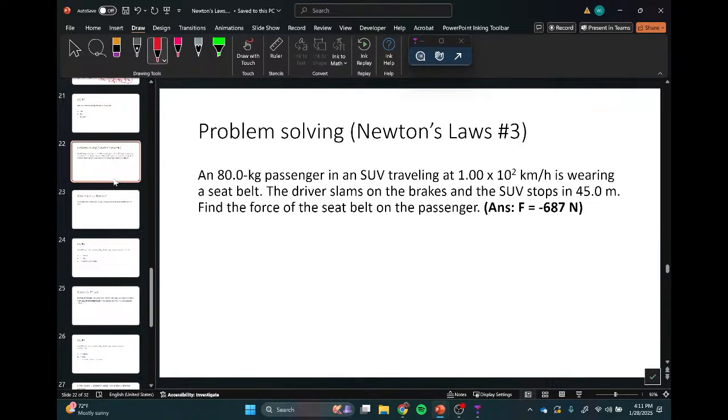All right, so there are 4 givens in this problem. Our mass is 80 kilograms. Our velocity is 1 times 10 to the 2, that's 100 kilometers per hour. Is that my initial or my final?